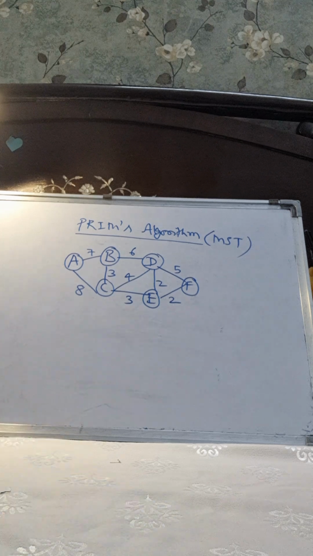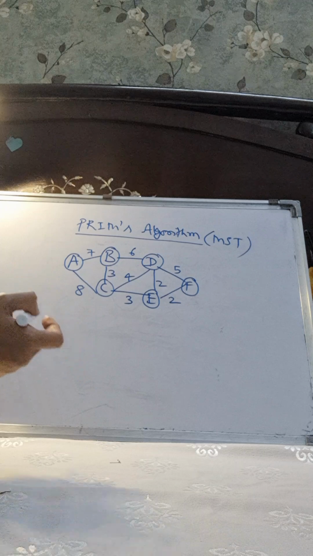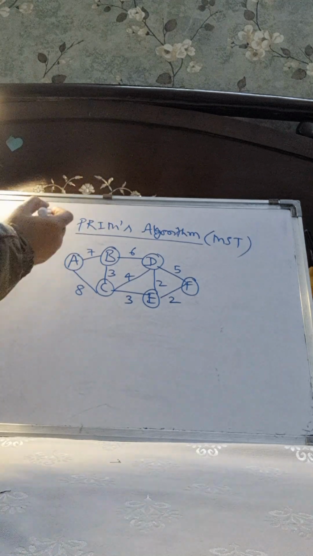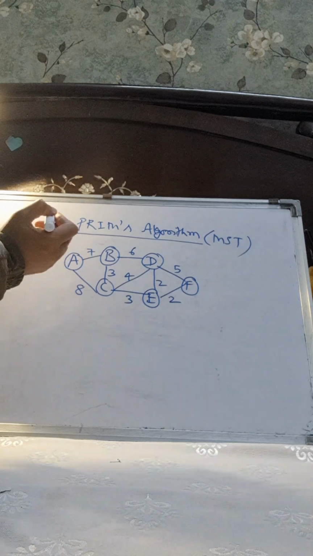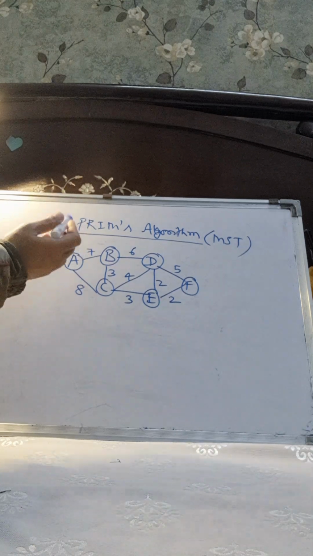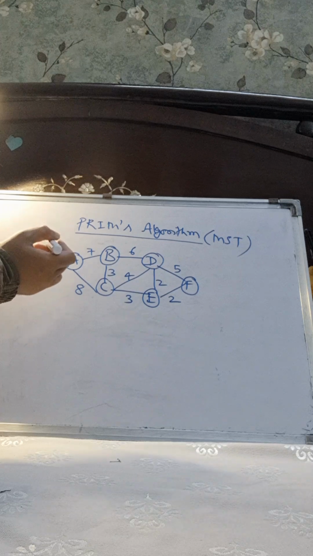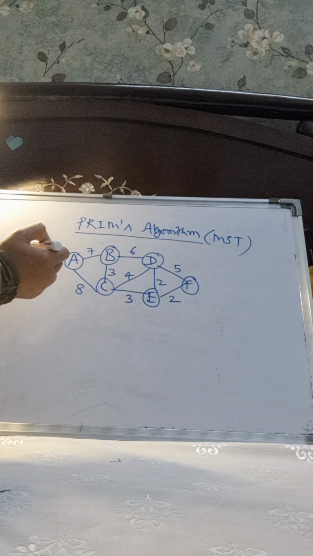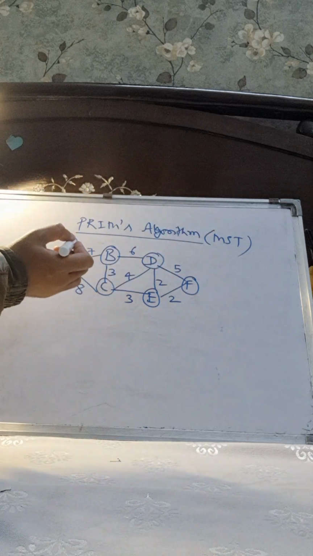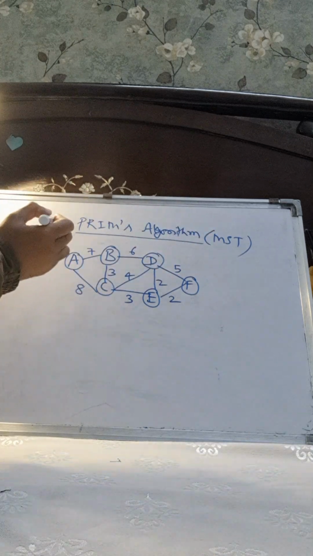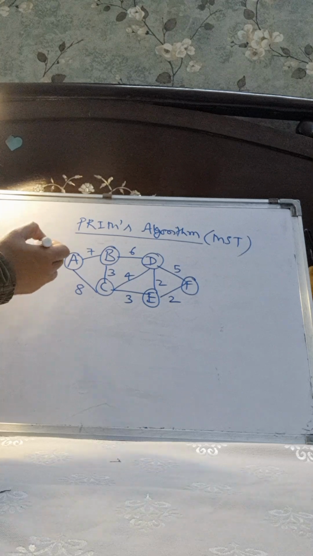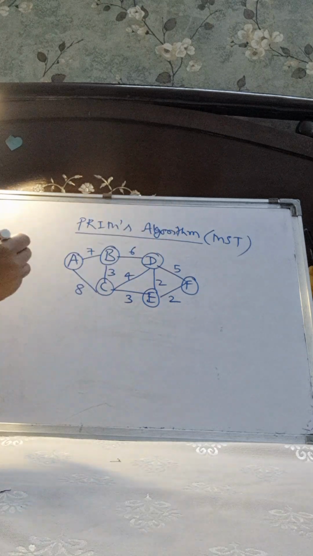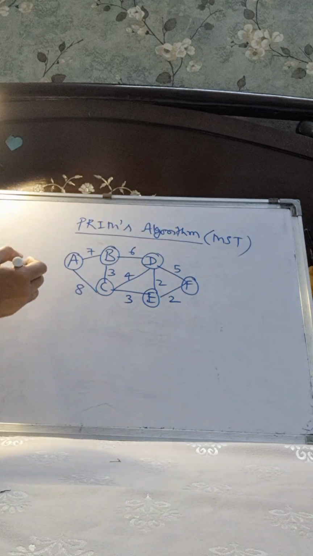So the next topic is Prim's algorithm. As we have discussed earlier during minimum cost spanning tree about Kruskal, you must watch that video before coming to Prim's algorithm. Prim's also suggested a method to find the minimum cost spanning tree, but its method is different from Kruskal's method. It is also a method for finding a minimum cost spanning tree, but it is different from Kruskal.